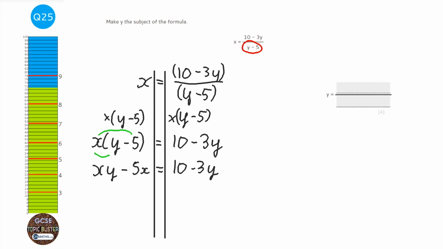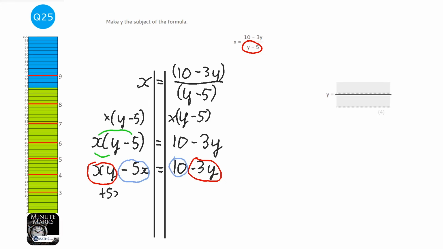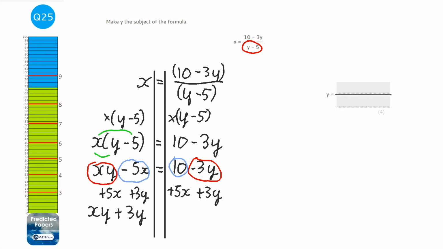because we haven't done anything to both sides. So what I want to do is try and get all of the y terms to the left hand side and all of the other terms, so the x terms, the number terms, whatever, on the right hand side. So I'm going to add 5x to both sides, but I'm also going to add 3y to both sides as well. So I'm doing 2 in 1 here. So it's xy plus 3y, and on the right hand side we've got that 10 that hasn't moved plus 5x.